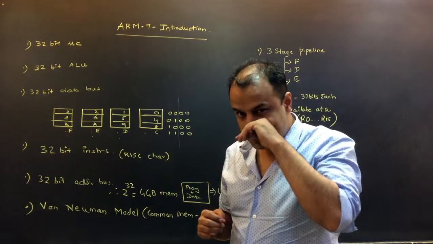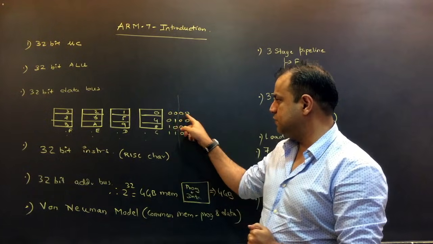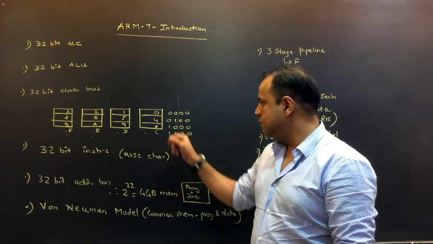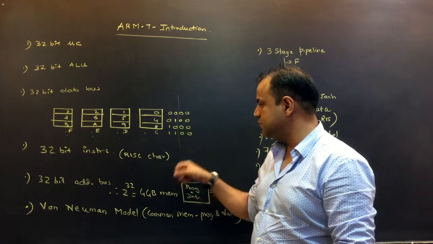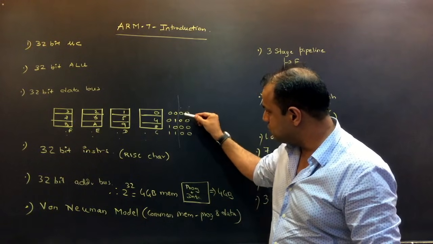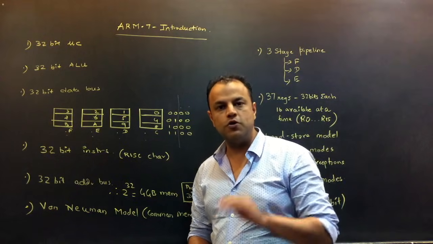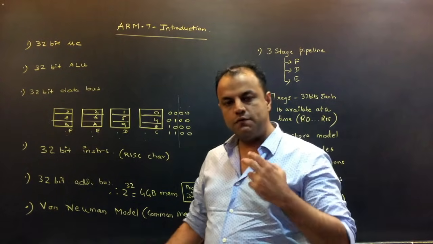Now any address which is a multiple of 4 has something very peculiar about it. 0 is 0000, I've just written the number in binary. 4 is 0100, 8 is 1000, C is 1100. What you notice is the last 2 bits of the address, the LSBs, will always be 0. Any number which is a multiple of 4, its last 2 bits will always be 0.